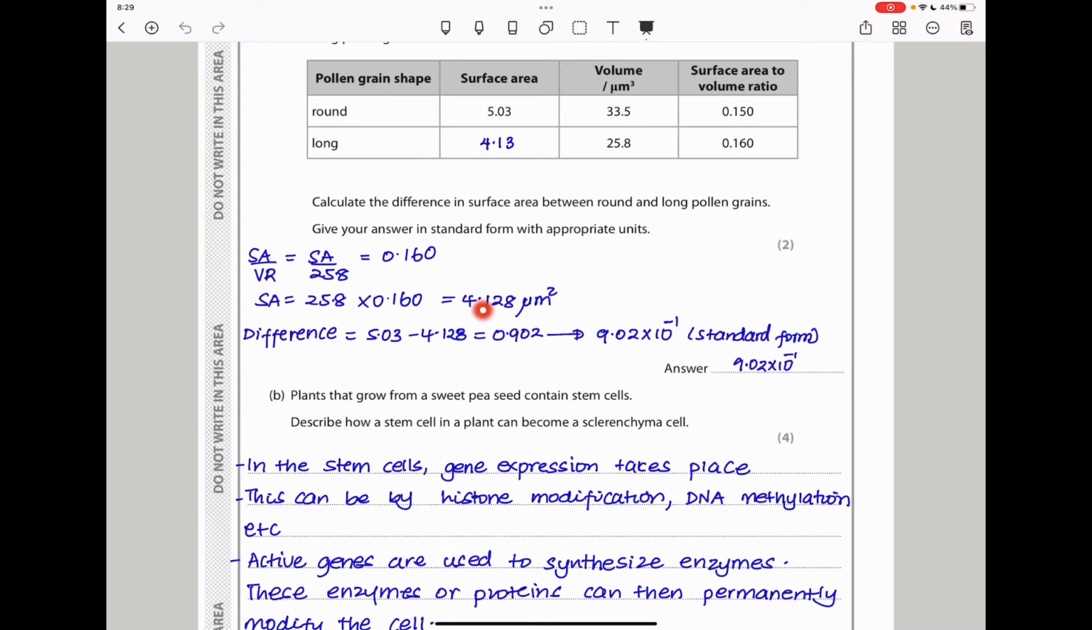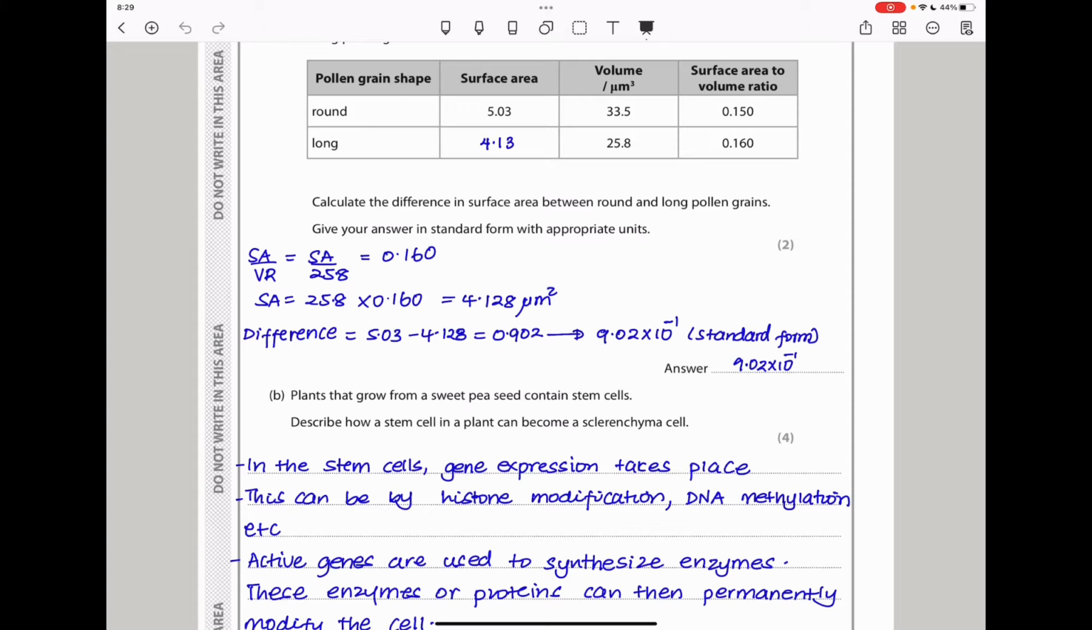So it should be 4.128 micrometers squared. However, since these values here were given, I took this part here to be 5.03. So I wrote the answer here in the same. I rounded it off to three significant figures to call it 4.13 as well.